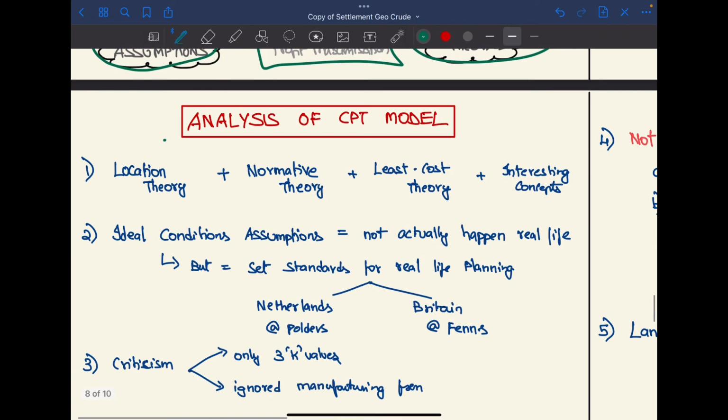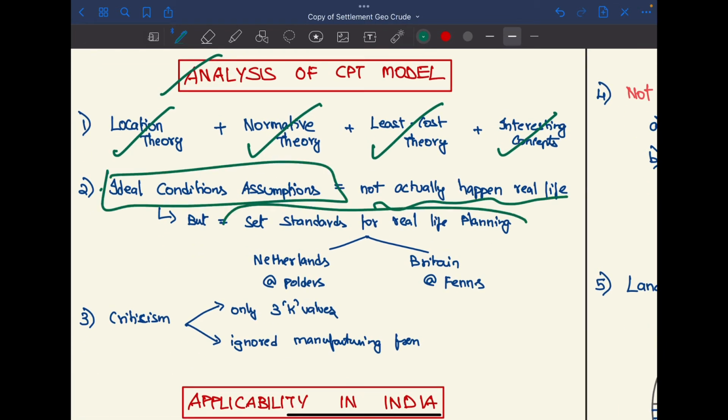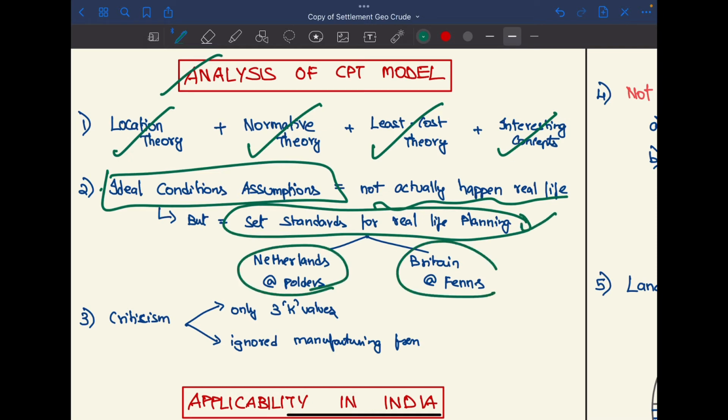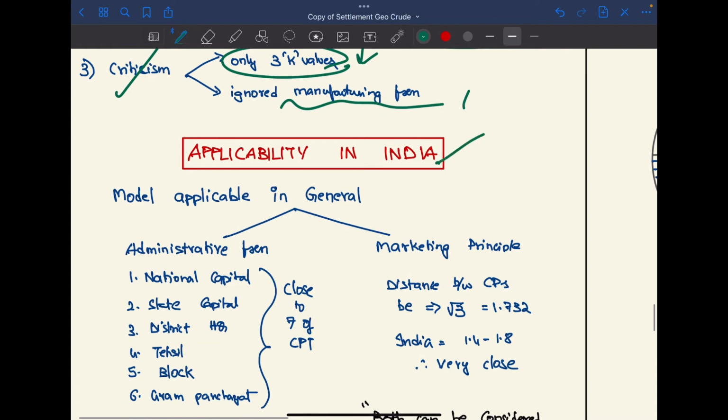So, analysis of the CPT model: it is a location theory, it is a normative theory, it is a least cost theory, and the concepts are interesting. But the ideal conditions and assumptions do not actually happen in real life. But these set standards for real life planning. For example, these are used in polders in the Netherlands and fens in Britain. The criticism is that it uses only three functions, which is very few, and also it ignores the manufacturing function, which is very important. So is this model applicable in India?